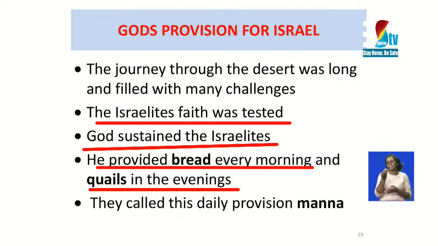Let us talk about what quails are. Quails are small birds that they got from heaven. It just fell every evening. Imagine eating meat in the middle of nowhere, in the wilderness.